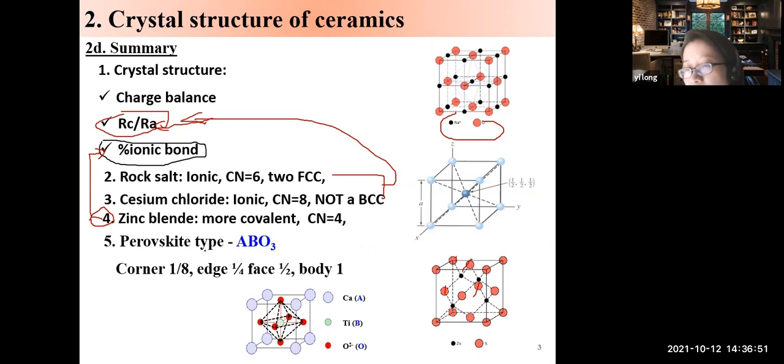Then we also talked about perovskite. For this we just need to know that in corners, if an atom stays at the corner, these atoms cannot be owned by this cube alone. Because they are at the corner position, they actually share with 8 cubes together.